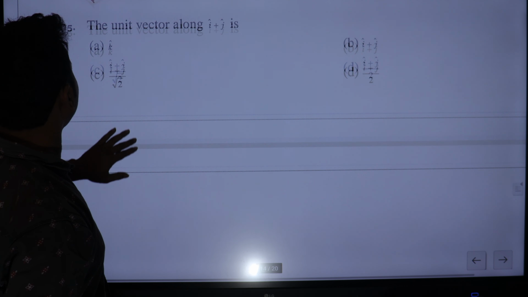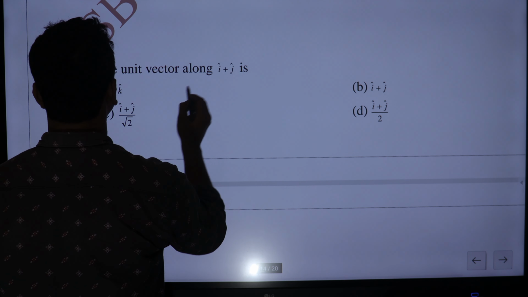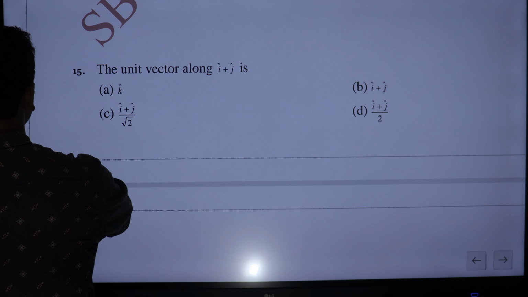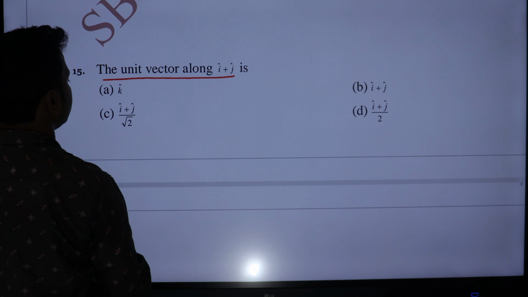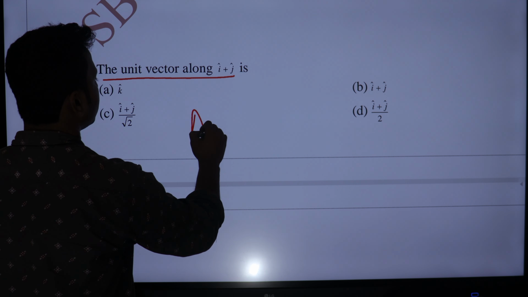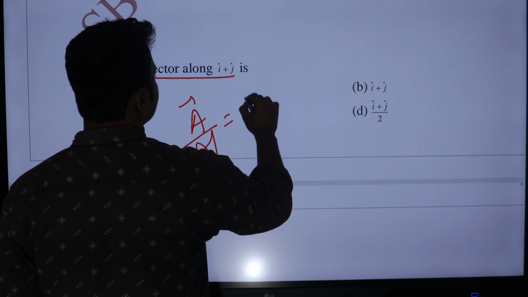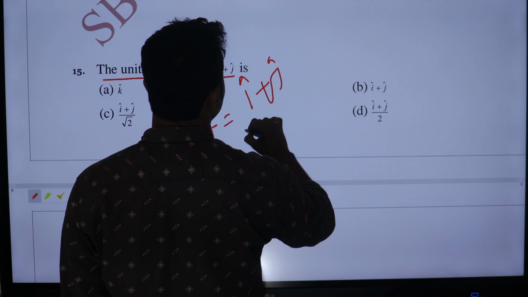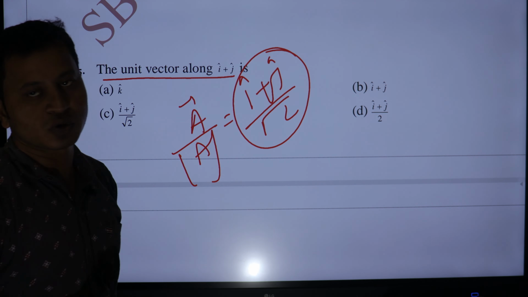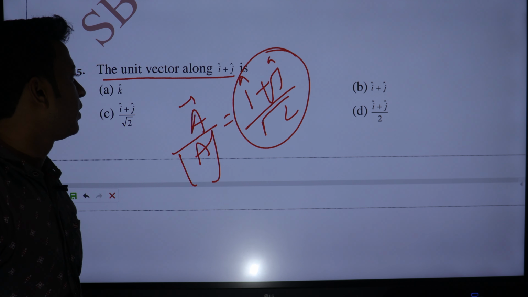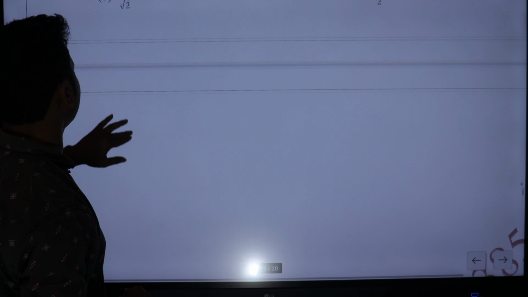Question number 15. The unit vector. This is the easiest question in the vector chapter. Unit vector means vector by its magnitude. So this is i cap plus j cap, and the magnitude is 1 plus 1, it will be root 2. Now this is the easiest question in vectors. Okay, leave it.